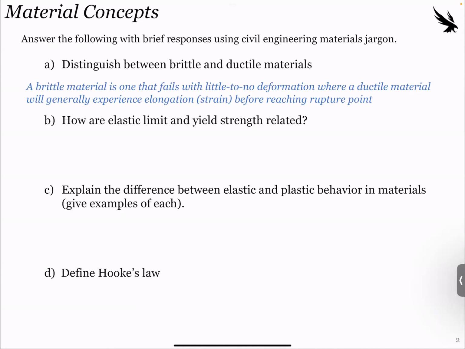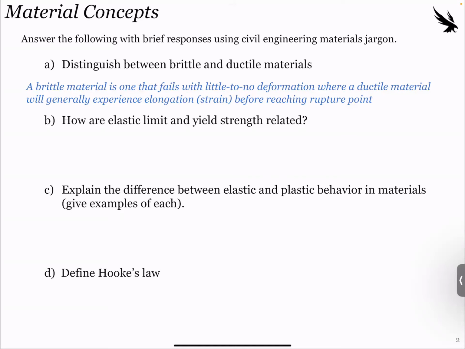So a brittle material is one that will fail with little to no deformation, while a ductile material will generally experience elongation or strain before reaching that rupture point. Now, these are normally qualitative properties, so it's hard to actually define a set percent elongation that would distinguish between brittle or ductile. But just think generally in terms of material. Concrete is going to be a brittle material, a ductile material would be steel. Anything that will have a significant amount of observable deformation before rupture or failure is going to be ductile.